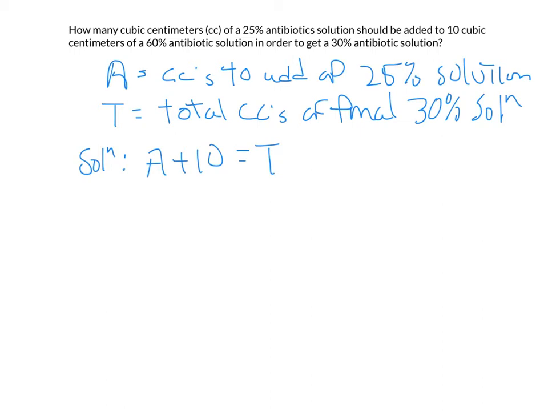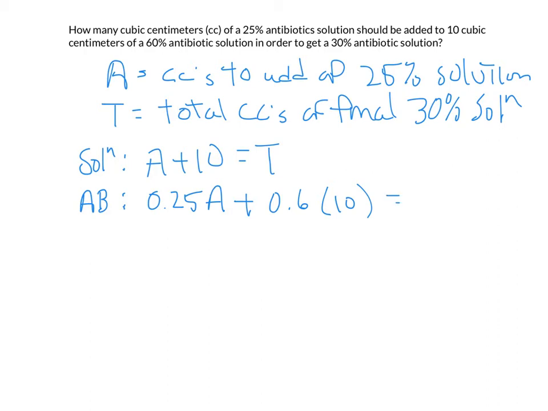Now, the way solution problems work is 25% of however many cc's we put in is going to be how much antibiotics we put in. So to keep track of the antibiotics, and I'll just say AB for antibiotics, we're going to get 0.25 A plus, now how much antibiotics was in the original solution? Well, there was 10 cubic centimeters of a 60% solution. So 60% of that 10 cubic centimeters is antibiotics. So that means 0.6 times 10.